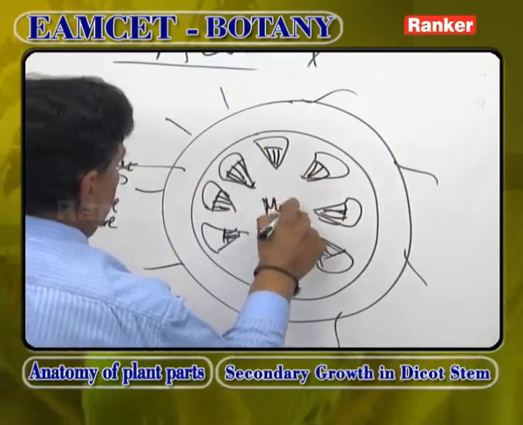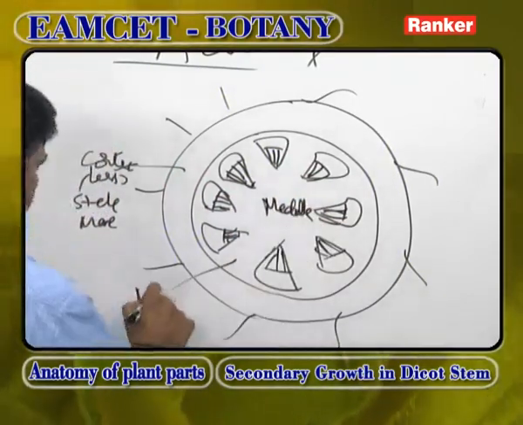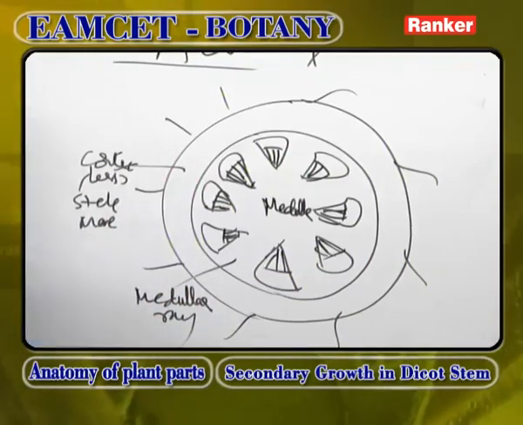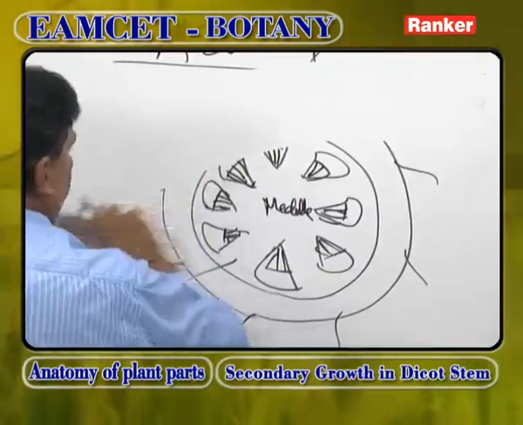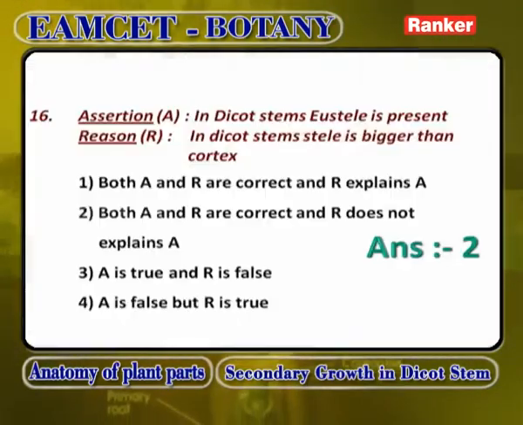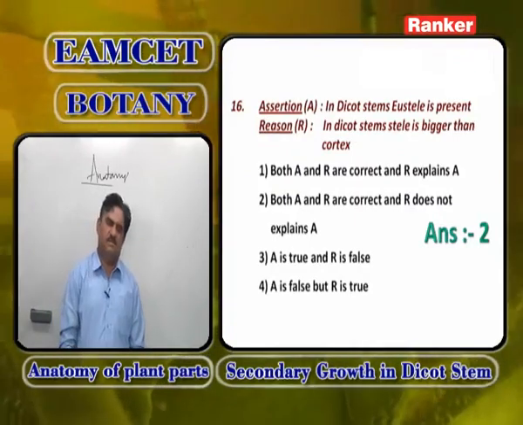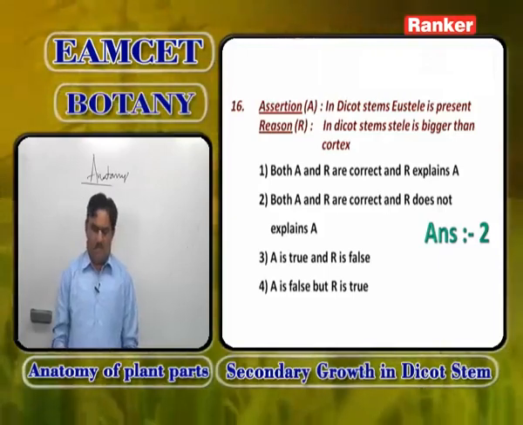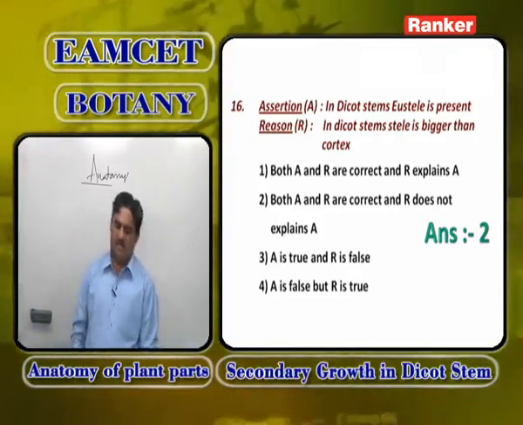And this is medulla, and these two are medullary. This zone between two vascular bundles is medullary ray. So, this is eustele. Eustele means limited number of vascular bundles arranged in the form of a ring. So, in a dicot stem, eustele is present is correct. In a dicot stem, stele is bigger than cortex is correct. But because the stele is bigger than cortex, eustele is not present. Eustele is present right from the day one as the plant grew on the face of the earth. So, both A and R are correct. R does not explain A.